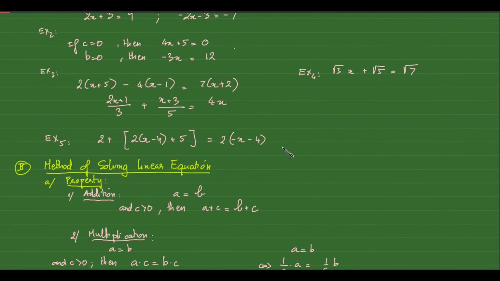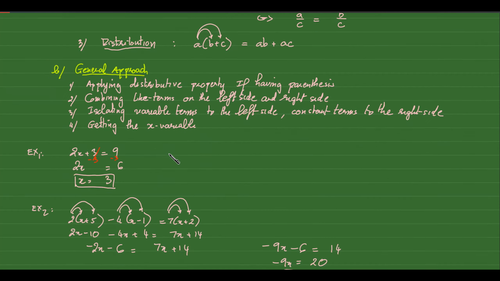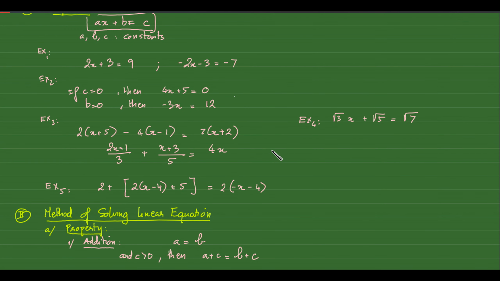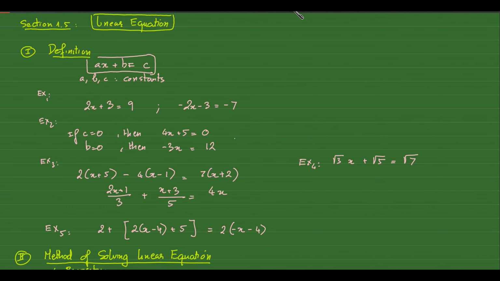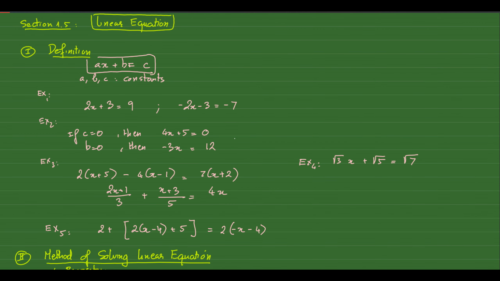On the next example, example number 3, I'm going to do this for you. Example 3: 2x plus 1 over 3, plus x plus 3 over 5, equals 4x.